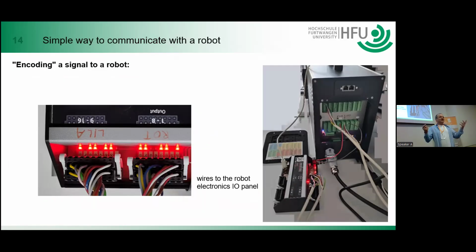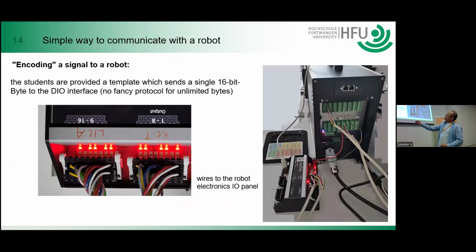The last part then is actually quite simple, encoding a signal to a robot. That sounds fancy, but this is nothing more but having here a digital device whose cable go out to the input of the robot controller. There's just some cabling where you have some voltage going in. That's it. Then encoding means the students get a template which can send a 16-bit byte, for example, this number, 6,797. This will light up on and off the lines, and that's your information.